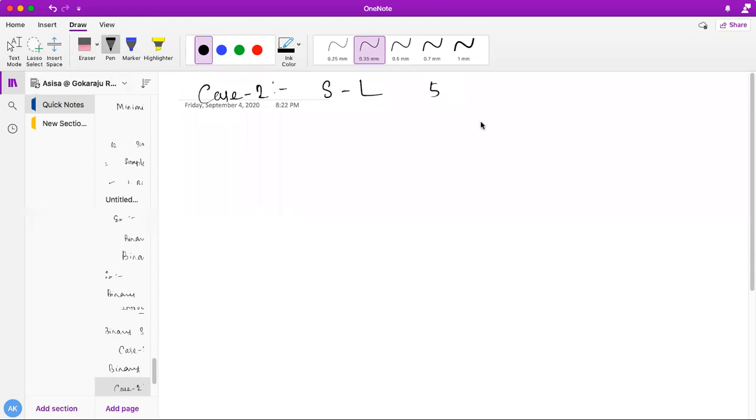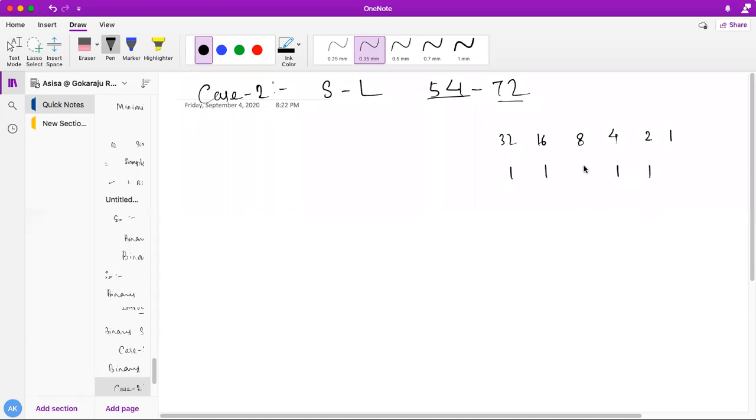Okay, let's say I'm going to subtract 54 minus 72. So this is the smaller number and the minuend, and this is the subtrahend. First you have to convert into binary form. To convert 54, take the weightage 1, 2, 4, 8, 16, 32. Is it enough? Yes, we can make it. So this will be 32 plus 16 is 48, 48 plus 6, that is 4 and 2. Other places are 0. So this is my 54.